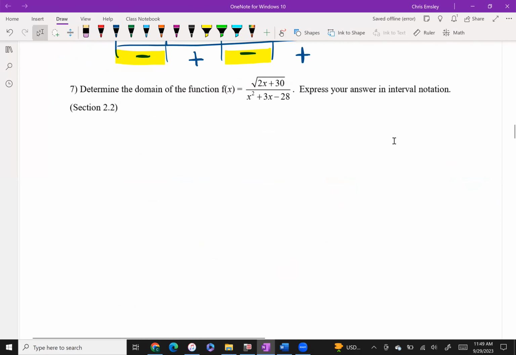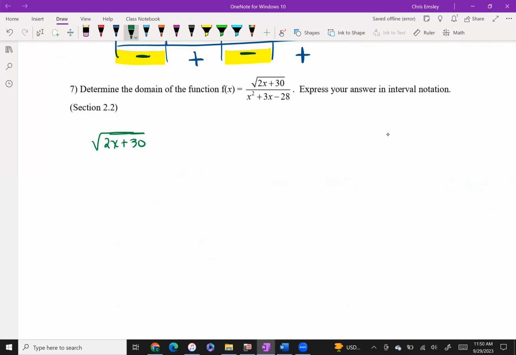Number 7, domain. We need to find the domain of this function. Remember, domain is the set of values where our function is defined, okay? Meaning we could do those calculations on our calculator and not get an error, okay? So here we have two things we need to think about. We need to think about the square root.